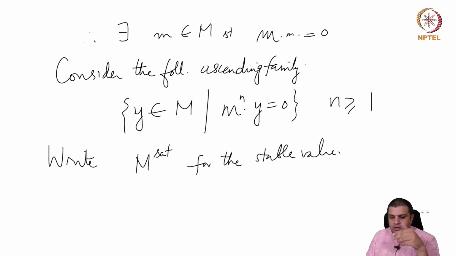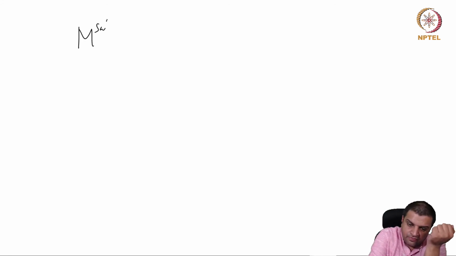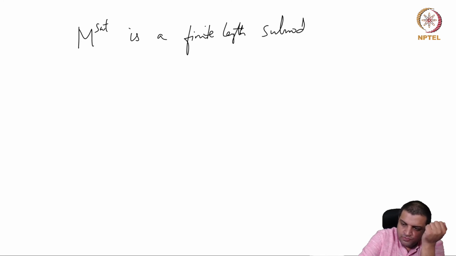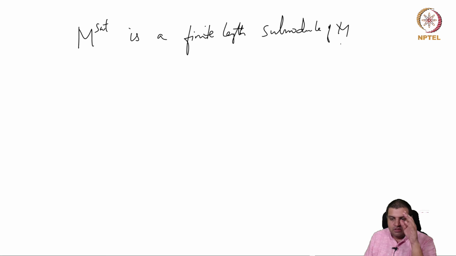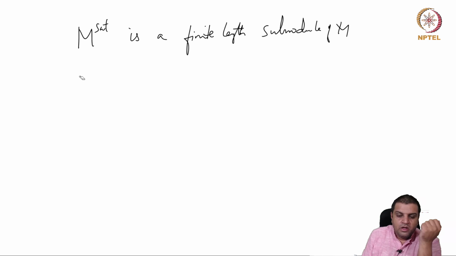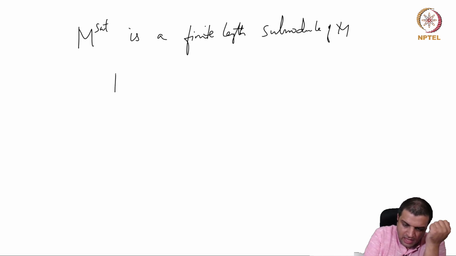Okay. So every element in M sat would be killed by some large enough power of m. So M sat is a finite length submodule of M. And we will see saturation when we look at what is called projective geometry in a later lecture. Okay. So M sat is a finite length submodule of M, and moreover, M mod M sat.